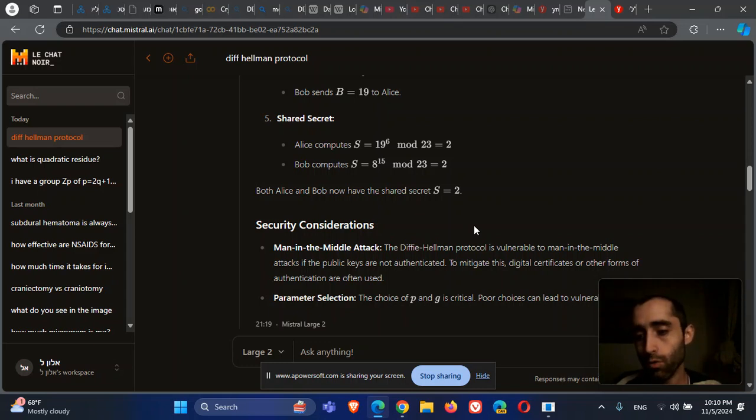Everything almost is known to everyone, but because of the discrete logarithm problem, no one can intercept small a and small b, the random numbers that Alice created in a and Bob created in b.